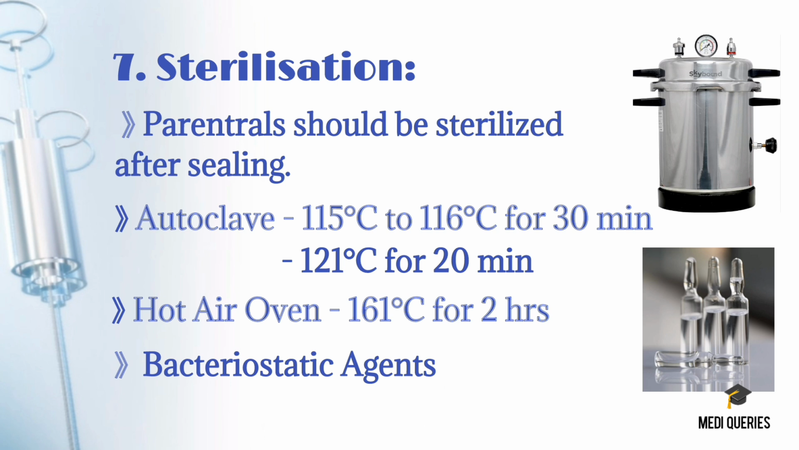For example, if there is a thermostable medicament, then we will adopt sterilization by the autoclaving method at a temperature of 150 degrees centigrade to 160 degrees centigrade for 30 minutes, or 121 degrees centigrade for 20 minutes, or in a hot air oven at 160 degrees centigrade for 2 hours. We will adopt these processes for thermostable products.